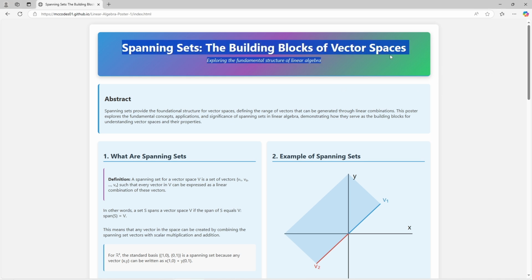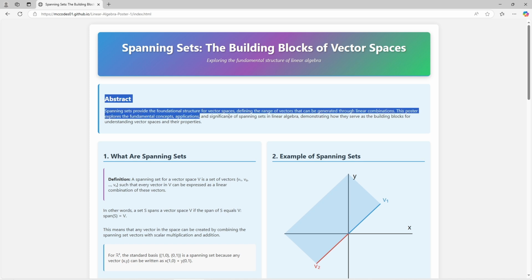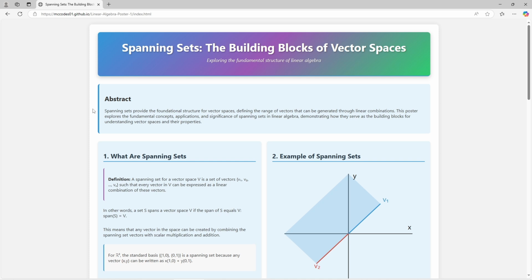So, spanning sets, the building blocks of vector spaces, and here we are exploring the fundamental structure of linear algebra, right? We can see here from my abstract, spanning sets provide the foundational structure for vector spaces, defining the range of vectors that can be generated through linear combinations. And this poster explores the fundamental concepts, applications, and significance of spanning sets in linear algebra, demonstrating how they serve as the building blocks for understanding vector spaces and their properties. So that's a whole lot of hoopla for spanning sets are very important.